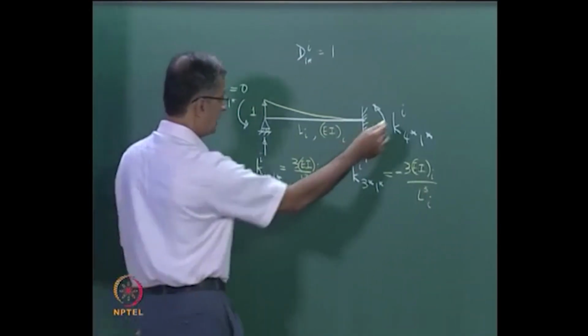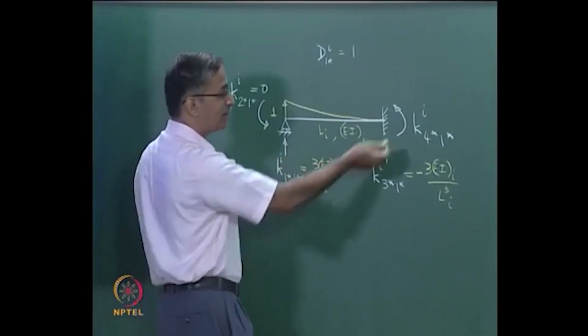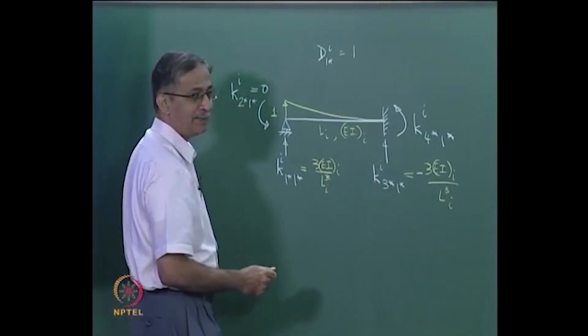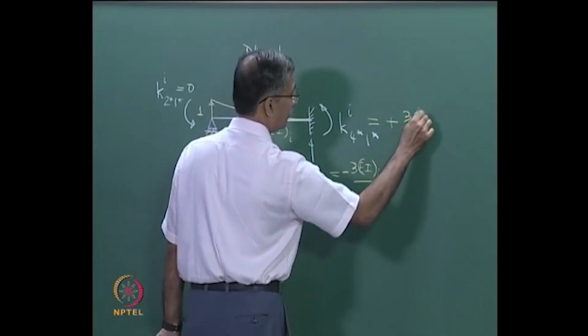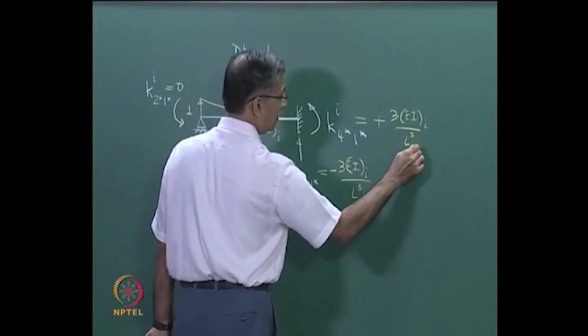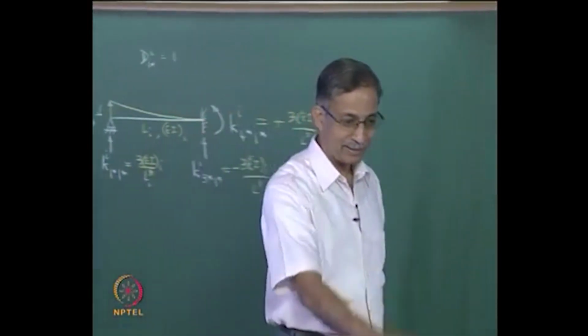And what will this be? This is a cantilever with, you know, what's the moment you get? Is it plus or minus? Plus. It will be plus. Plus Ei by L square. So a little thinking and you can generate it. Clear? Does it match with what we've got on the screen?